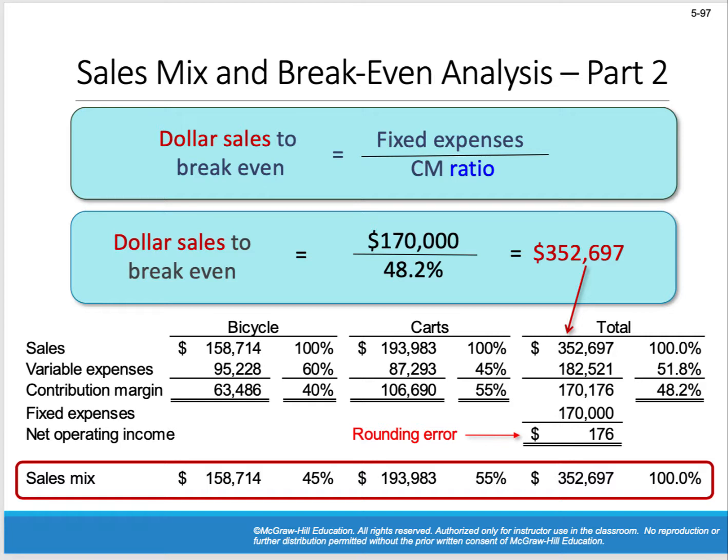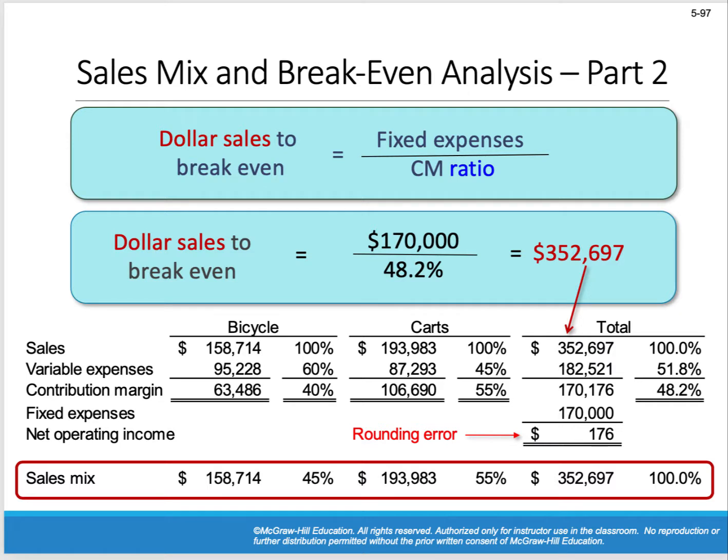Okay, dollar sales to break-even point, very easy. Fixed expenses divided by the CM ratio, right? We're using the total column. So we're taking our $170,000 of fixed expenses divided by the total CM ratio. We get $352,697. That is the dollar sales to break even.